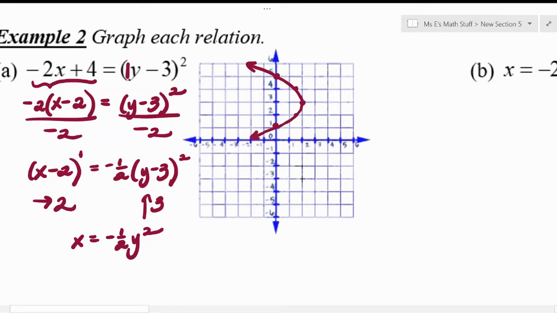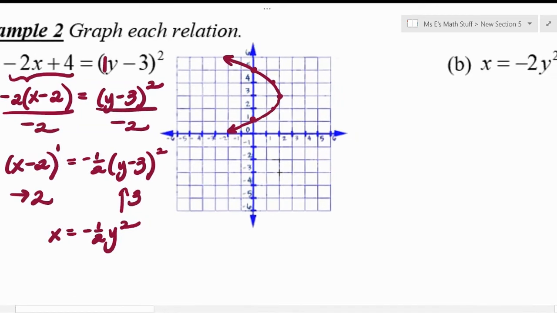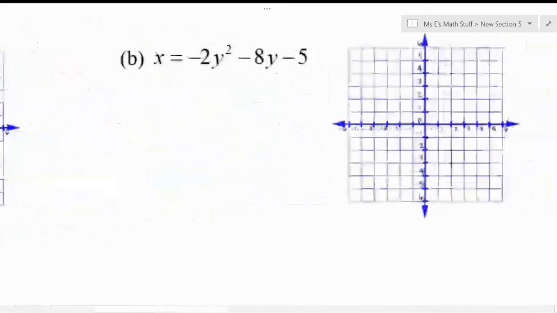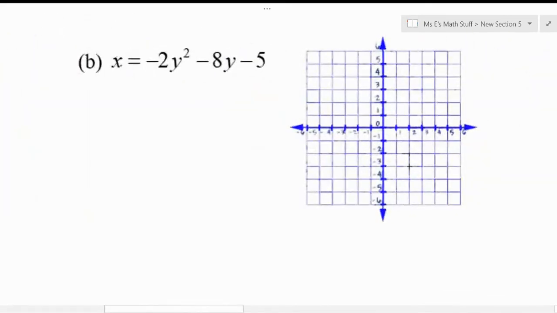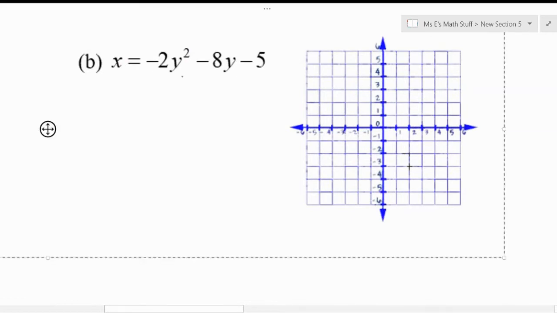There we go. All right, my friends, hopefully that makes sense. Okay, now for part B, I hope it makes sense. This is going to be an x equals y squared parent function. But before we can figure out how it's shifted, we're going to need to complete the square on the right side.